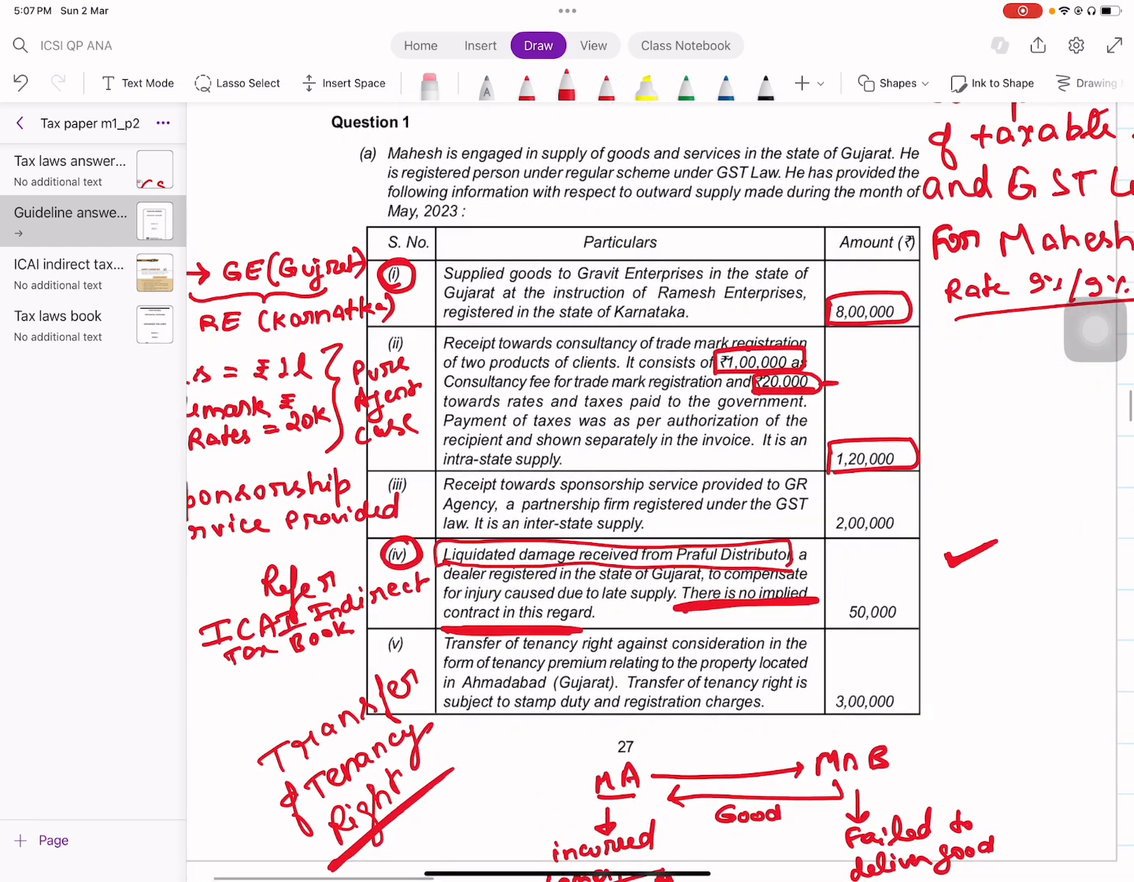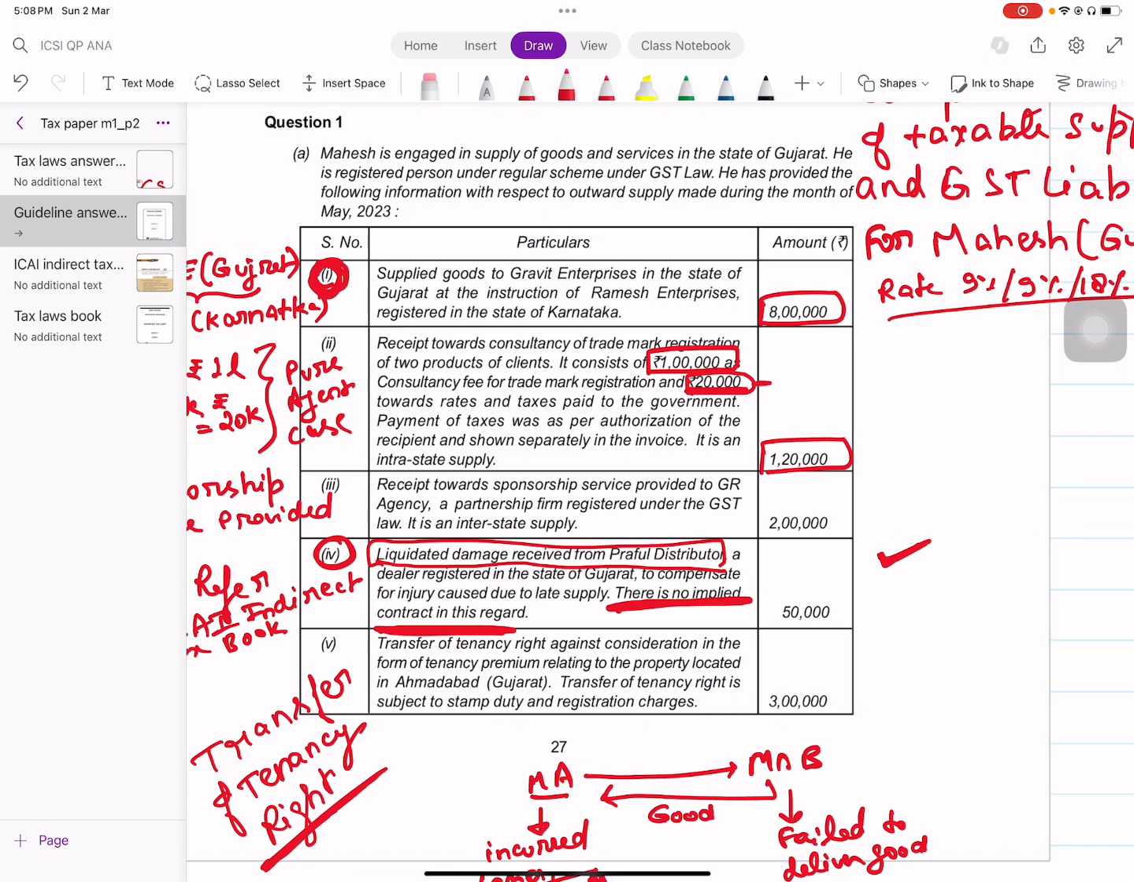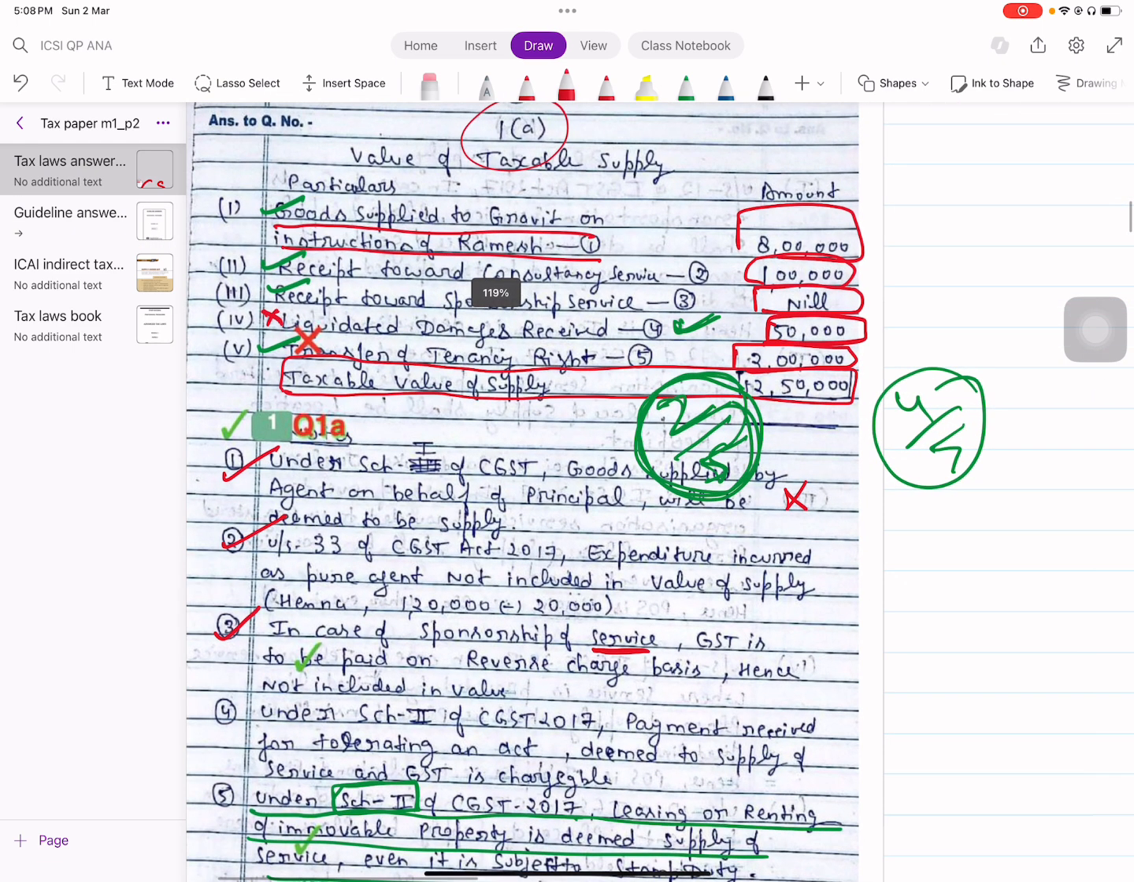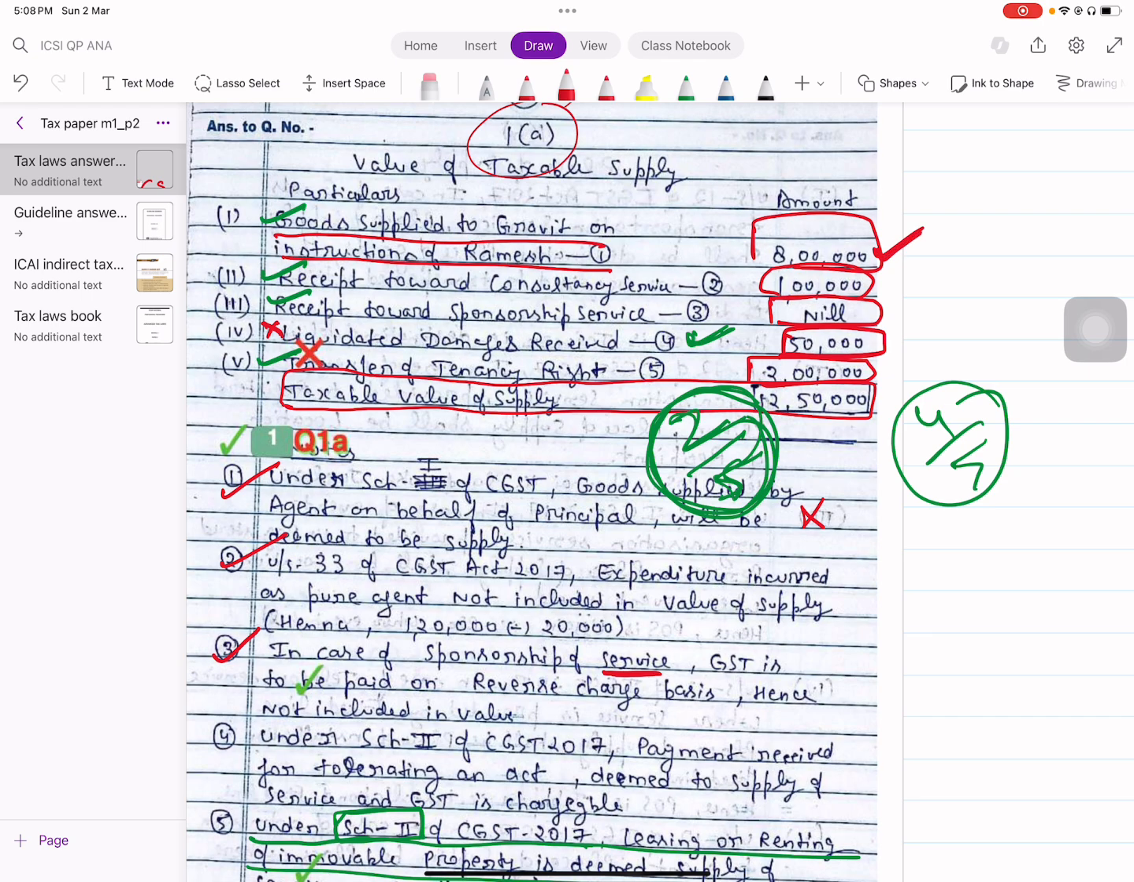Now if we see the first transaction, that is goods supplied to Gravit Enterprises in the state of Gujarat at the instruction of Ramesh Enterprises registered in the state of Karnataka. Whether this is supply or not, yes, this is supply, hence this will be included in taxable value of supply. So I have included it in taxable value of supply.